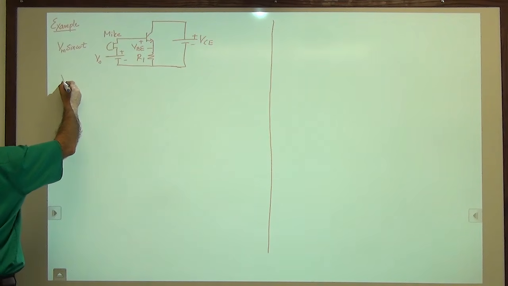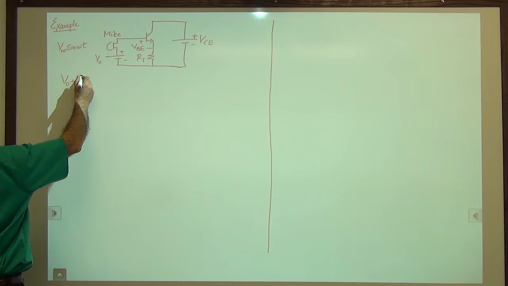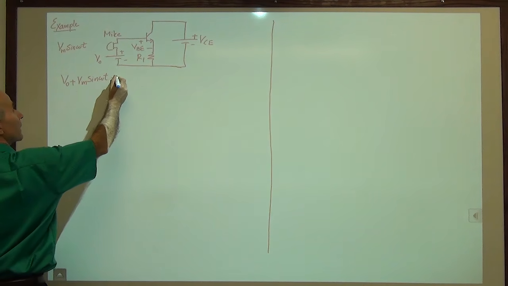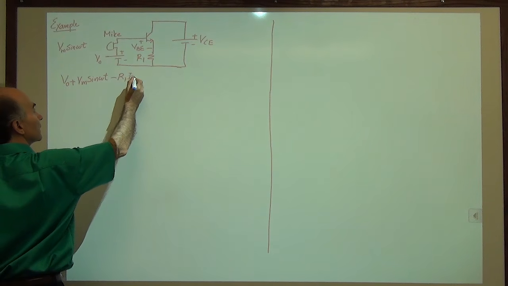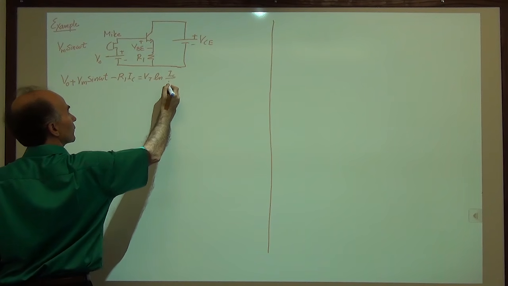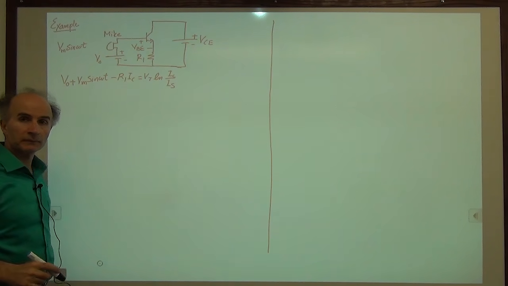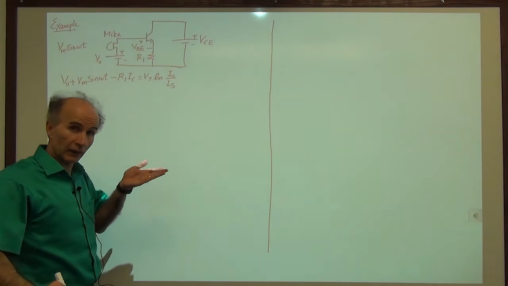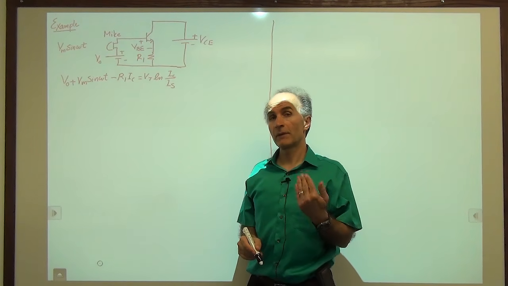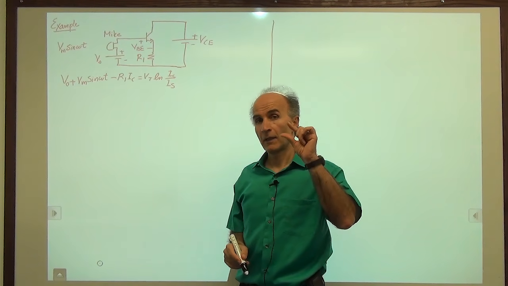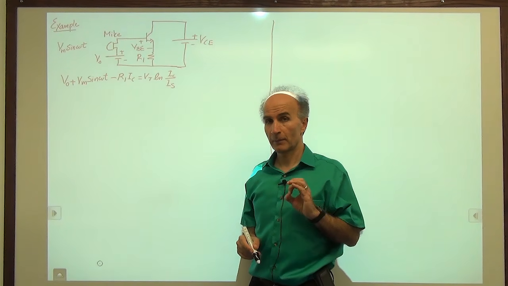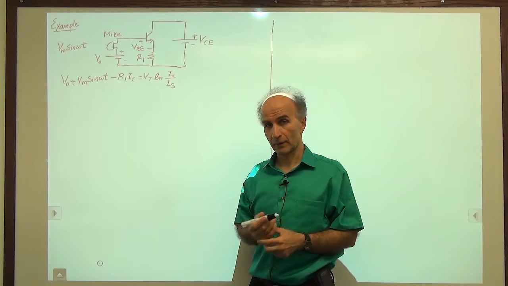Okay, so we say V0 plus the microphone signal, Vm sine of omega t, minus R1 IC is equal to Vt log of IC over Is. Again, we are looking for the collector current in the circuit, and the only difference with respect to the previous example is that we have a sinusoidal microphone signal superimposed on the battery voltage connected to the base emitter.